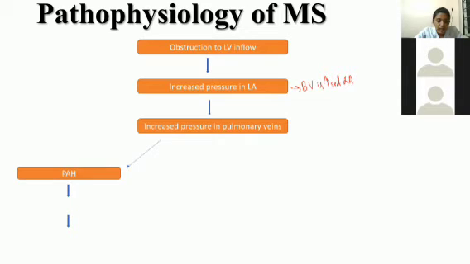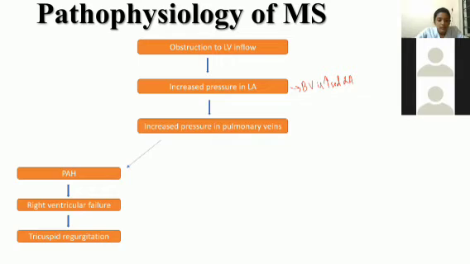Pulmonary artery hypertension. And if pulmonary artery hypertension is there, what will happen? Right ventricular failure. Due to pulmonary artery hypertension, right ventricular failure can happen. This we discussed in detail in the heart failure class. Then finally, it will lead to tricuspid regurgitation also due to the pressure.